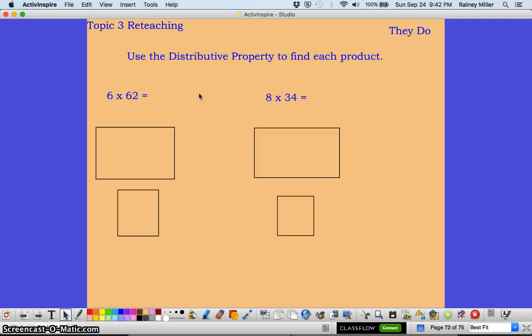Okay, stop the video and try and figure out, using the distributive property, each one of these two problems.